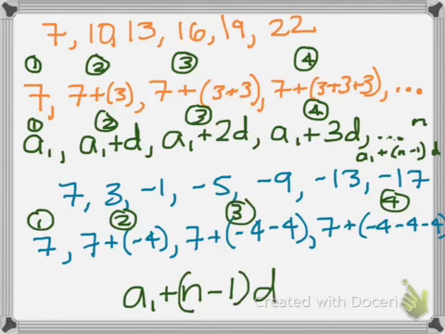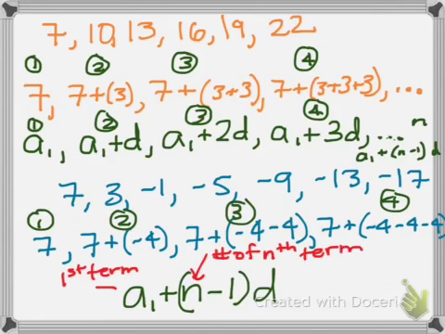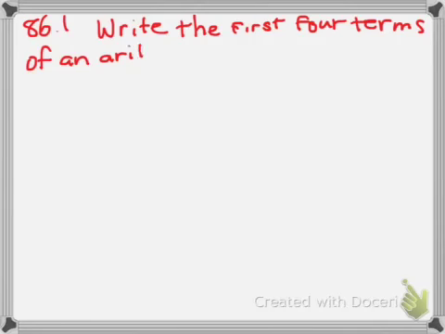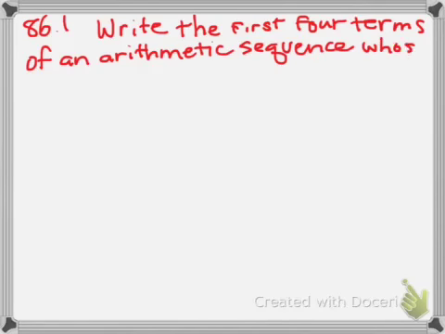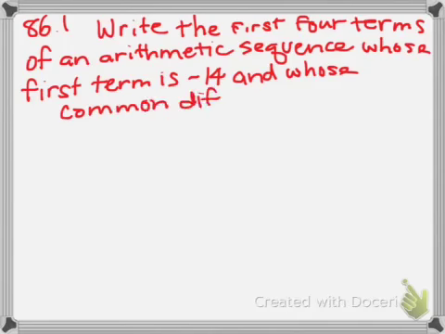Okay, so the nth term, again, is a sub 1 plus n minus 1 times the difference, where a sub 1 is the first term, n is the number of the nth term, and d is the difference. So we'll do an example. Write the first four terms of an arithmetic sequence whose first term is negative 14 and whose common difference is 10. So this is a pretty easy one.